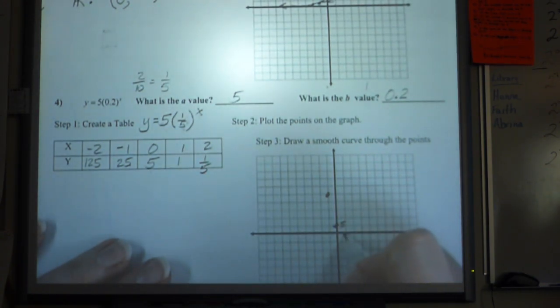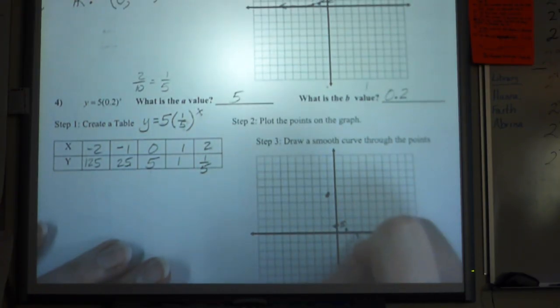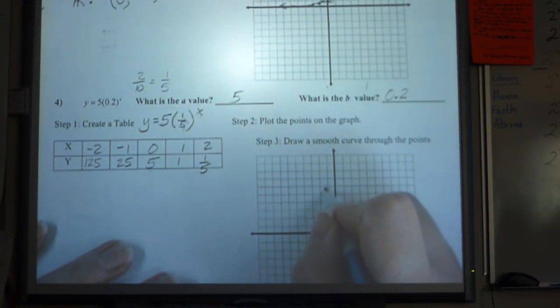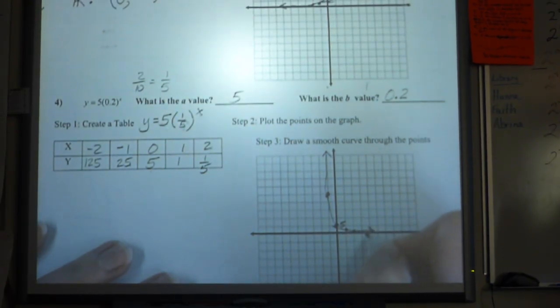So right 1, and then up 1 would be about there because remember we count by 5s. 2, 1/5. It's going to be very, very close to that x-axis. Smooth out that curve as best you can. And what do we have here? Exponential decay.